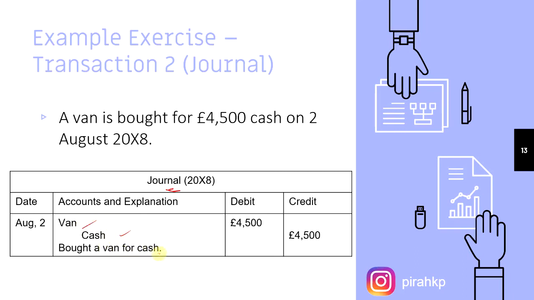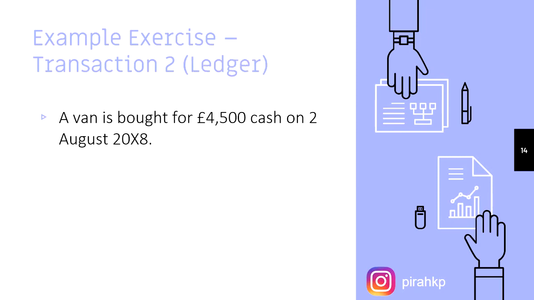Now description, bought a van for cash. Or you can say purchased a van for cash. Gave cash for buying a van. You can write anything in the description. The main thing over here is to identify the accounts and debit and credit. Which account is being debited and which account is being credited.